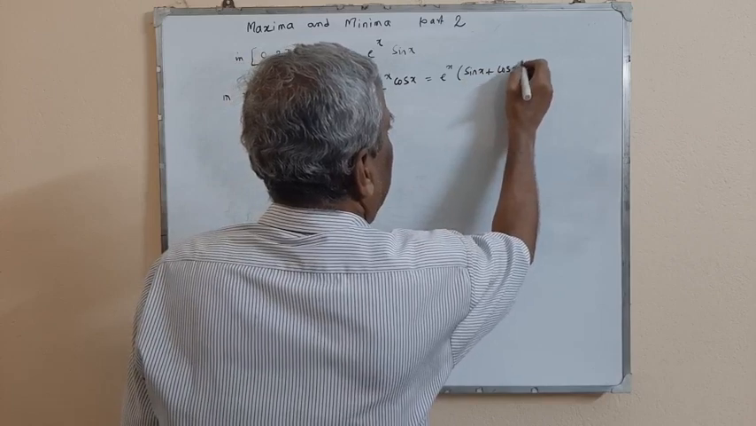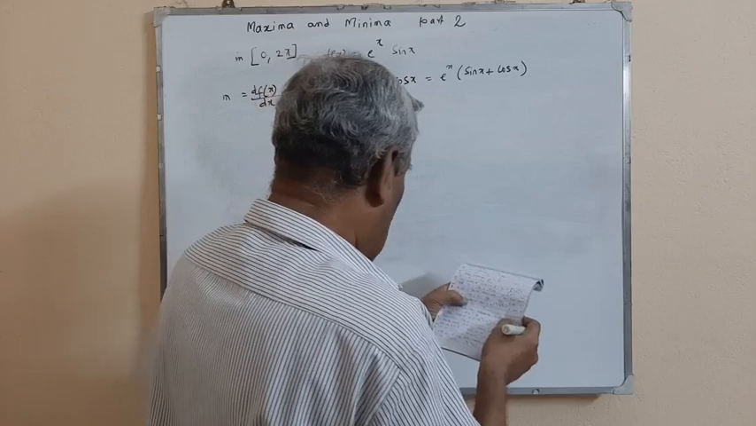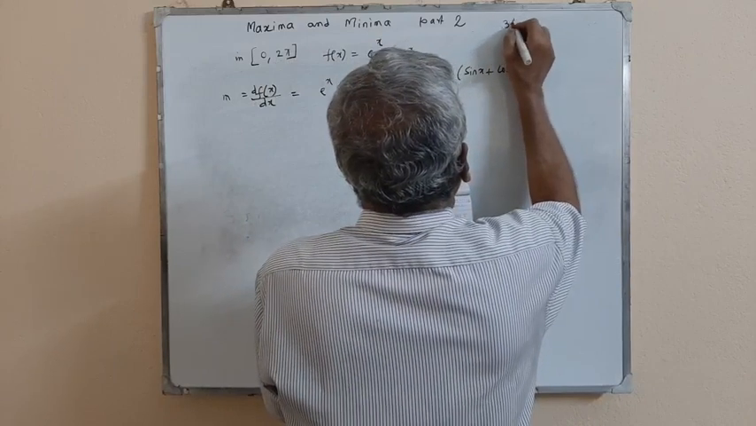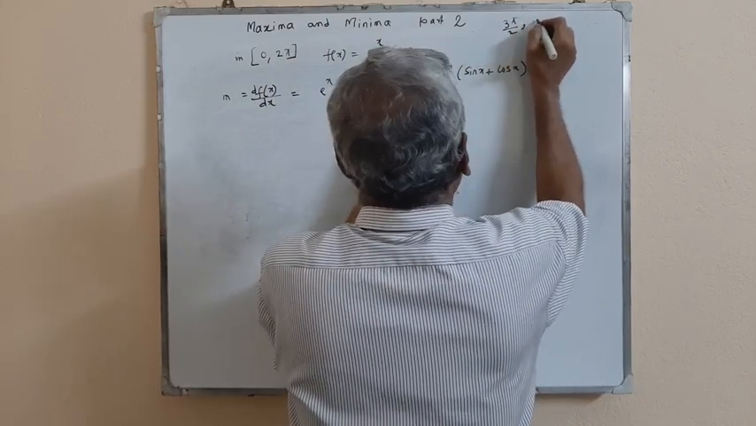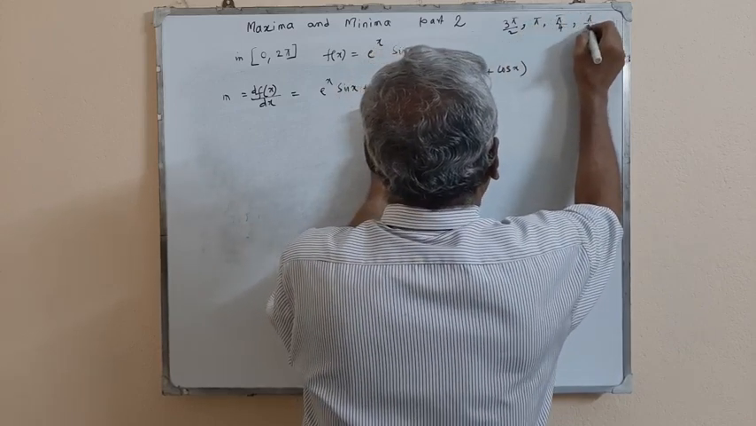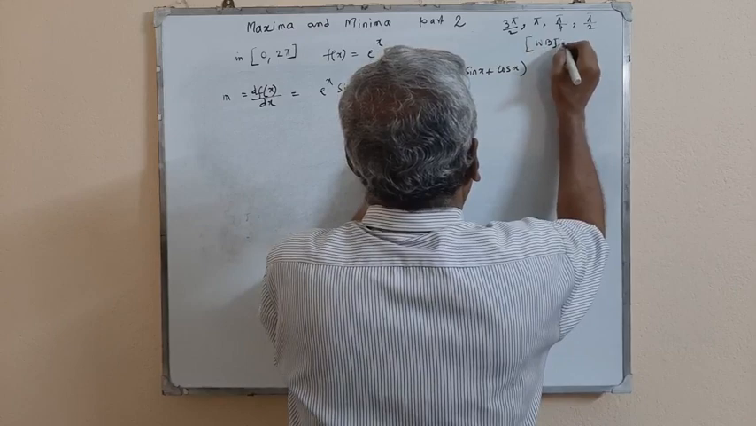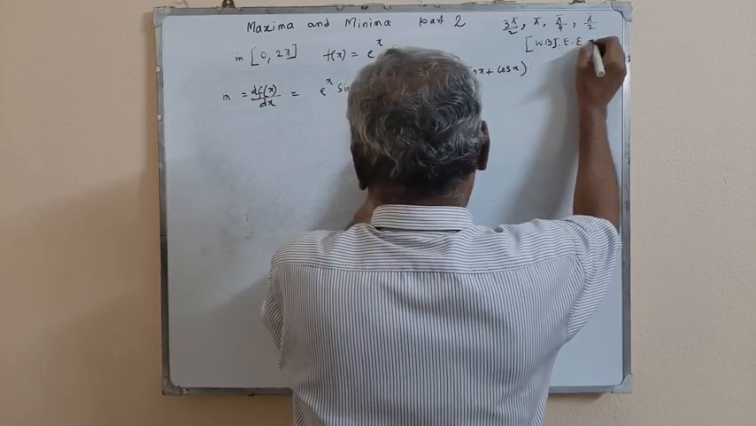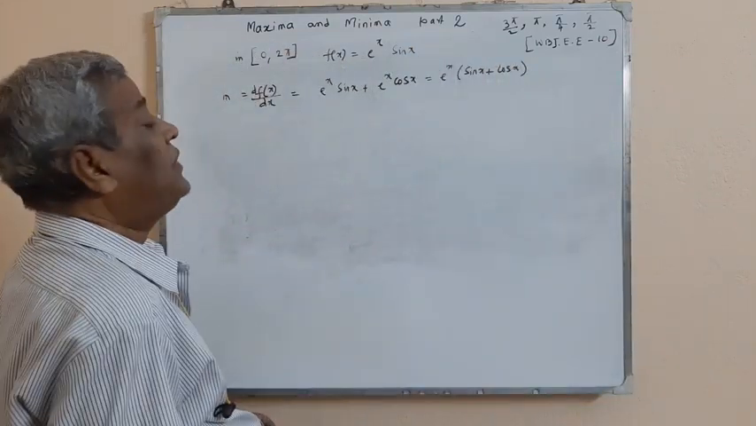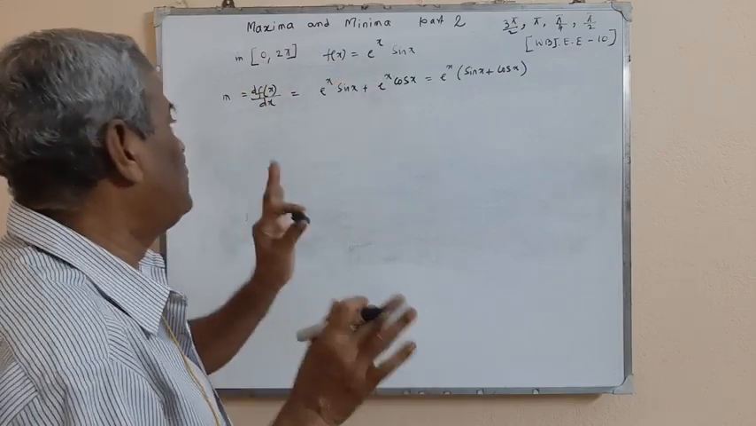Oh, sorry, I have forgotten to give the options. Options are 3 pi by 2, pi, pi by 4, and pi by 2. And that problem was given in an exam. We have to find the point within that range where this function has maximum slope.